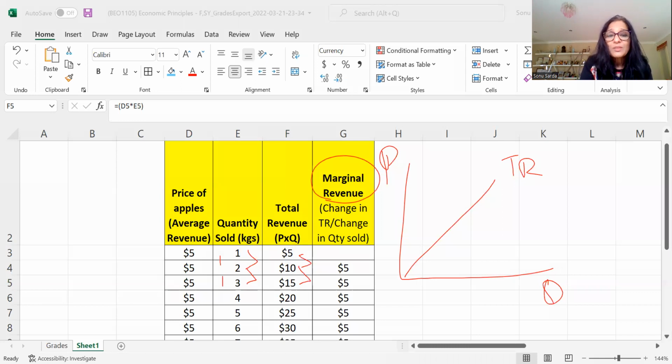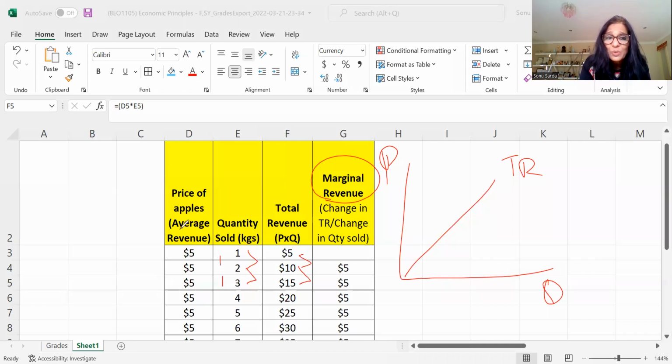So that is the marginal revenue, and you can see marginal revenue is still the same because every additional unit is being sold at the same price. And that's why it stays the same. $5 each for every additional one.